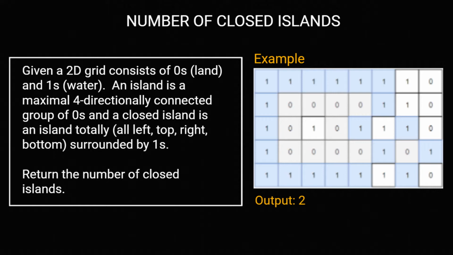For this example, you're given a 2D grid with zeros and ones. Islands are 4 directionally connected zeros, top, left, right, and bottom, and closed islands are completely surrounded by ones, and you should count the number of closed islands. For this example, the total number of closed islands would be 2. So you're given this grid, this 2D matrix, and you should return 2 as the output, because this grid has 2 closed islands. So let's manually check the number of closed islands based on this example.